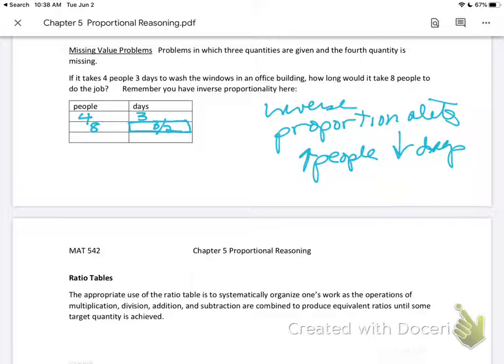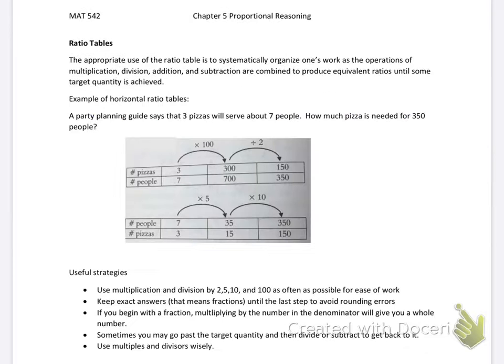Okay, ratio tables. The appropriate use of a ratio table is to systematically organize one's work as the operations of multiplication, division, addition, and subtraction are combined to produce equivalent ratios until some target quantity is achieved. Okay, so let's look at the next page for that information.